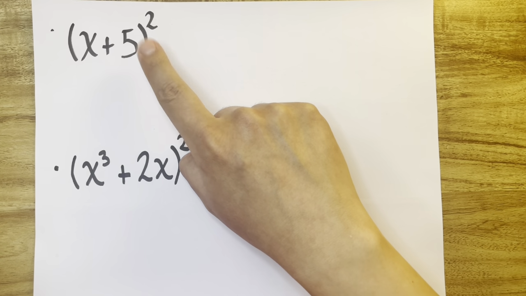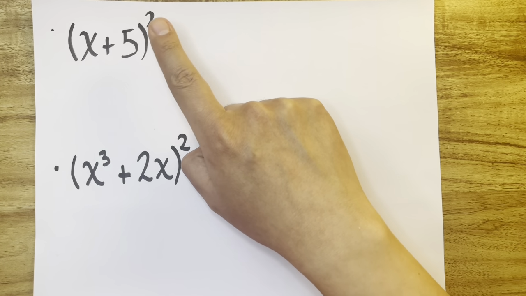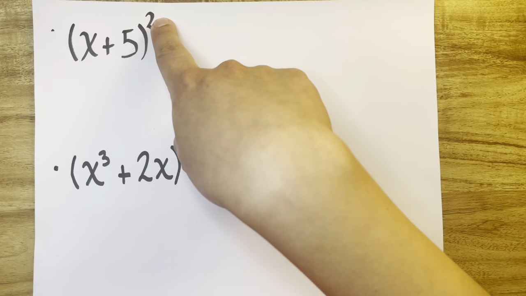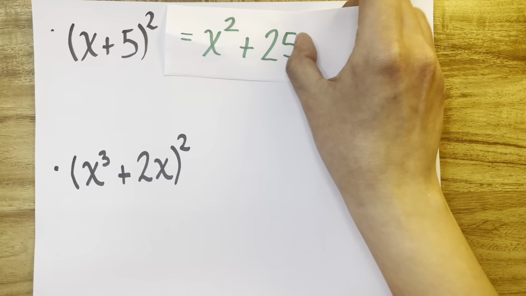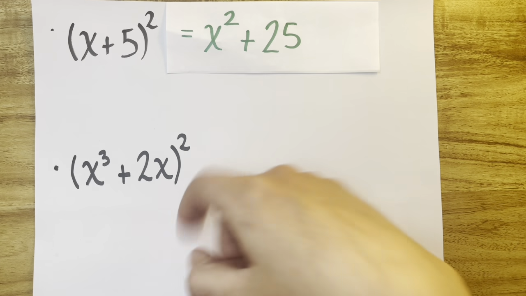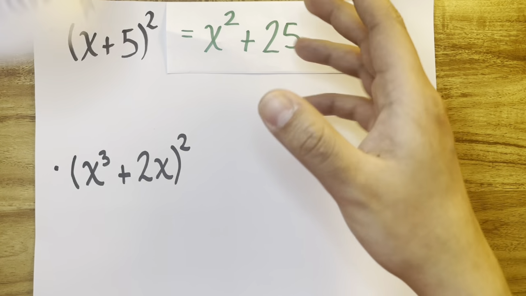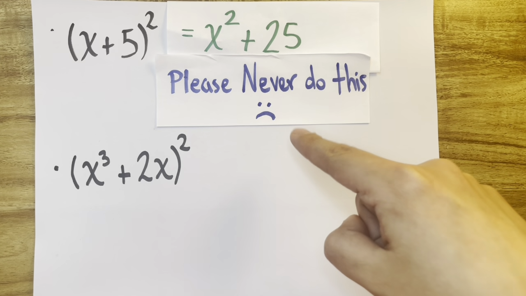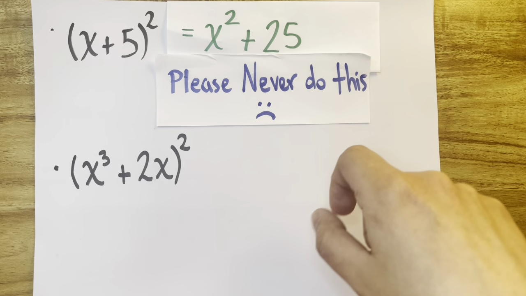Now how about x plus 5 squared? Now here there is a very common mistake that some people make. They say x squared plus 5 squared. Well, that would be x squared plus 25. But this is a huge mistake. Please never do this. Whenever you do this, your algebra professor cries inside.